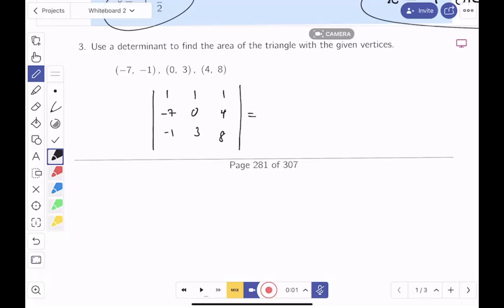And I'll put the determinant down. So it's going to be 1 times some submatrix determinant minus 1 times some submatrix determinant plus 1 times some submatrix determinant. And I'm just going to put the determinant down without writing what the submatrices are. So the first submatrix would be, let's see, 0 times 8, which is 0, and let's see, minus 12. Right? I'm just doing the determinant now.